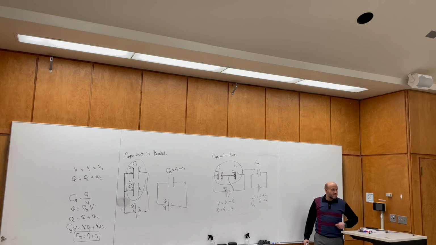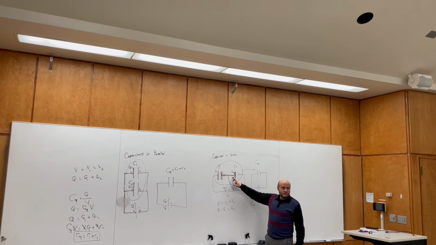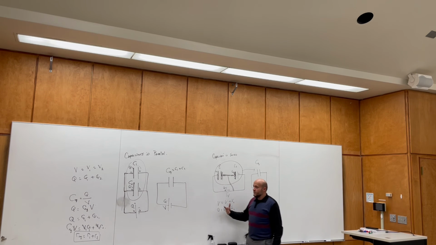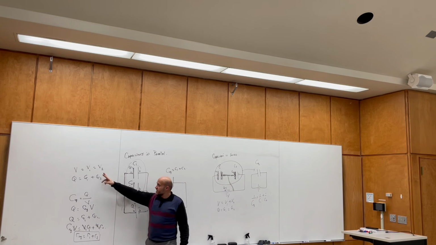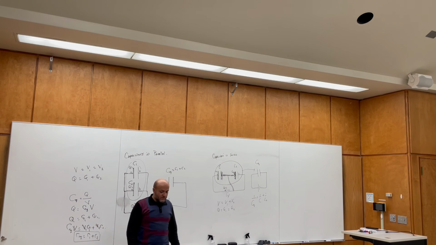Okay, so that is the way we find the equivalent. We take 1 over C. So for the series combination, we need to know that they have the same Q, but V will be divided, and this is the way we find the equivalent. For the parallel combination, they have the same V, but Q will be divided, and we just add the two capacitors to find the equivalent.